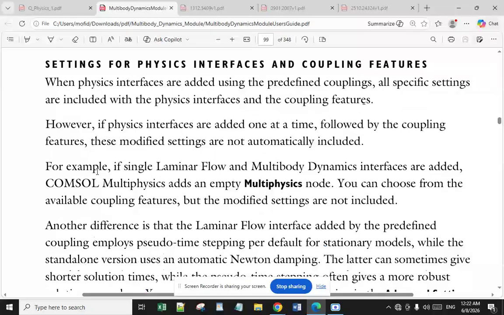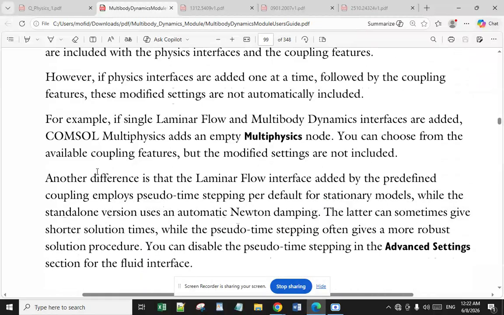When physics interfaces are added using the predefined couplings, all the specific settings are included with the physics interfaces and coupling features. However, if physics interfaces are added one at a time, followed by the coupling features, these modified settings are not automatically included.